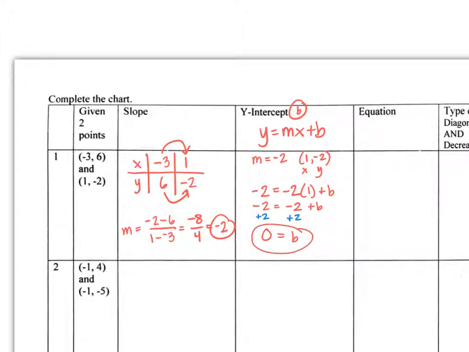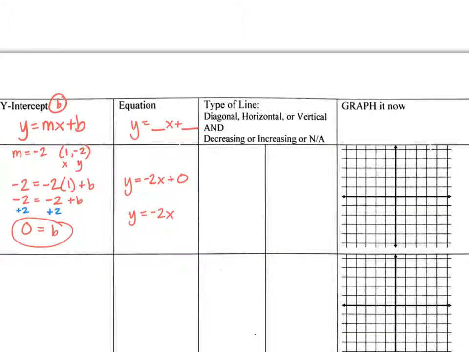So again, the equation y equals mx plus b. I'm filling in these blanks in order to write my equation. So y equals m, which is -2, x plus 0. We don't have to really put that plus 0, so y equals negative 2x is plenty. Okay, next is the type of line.